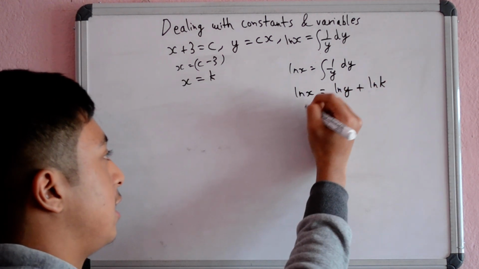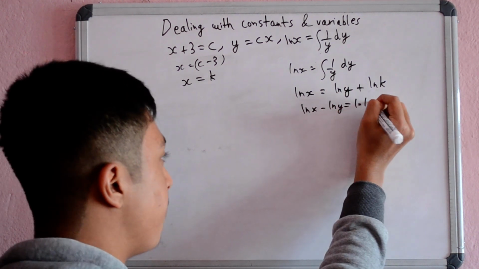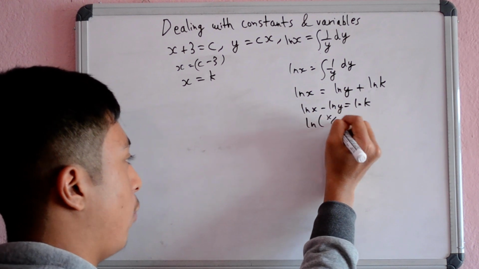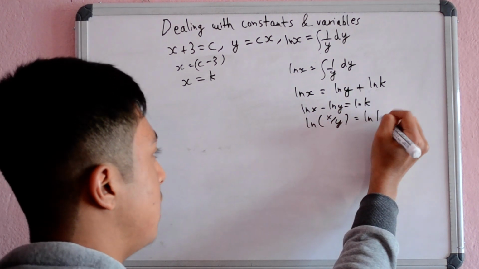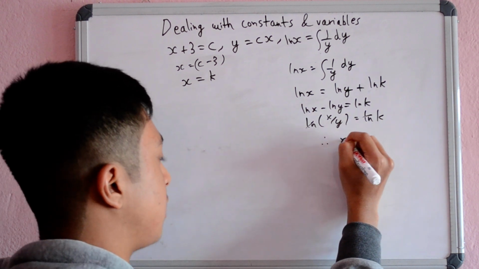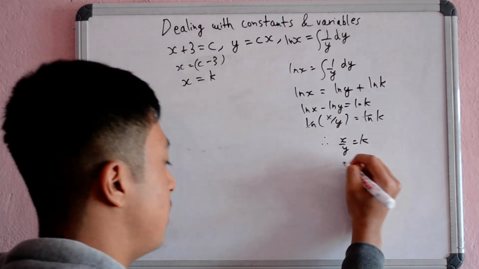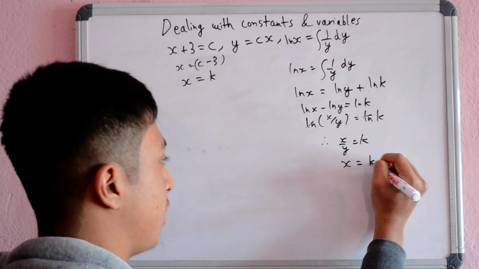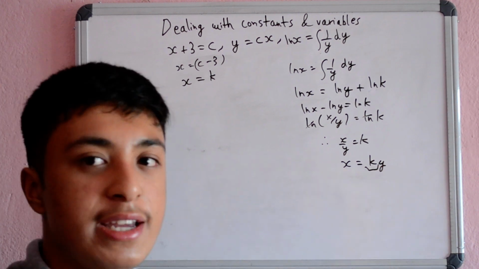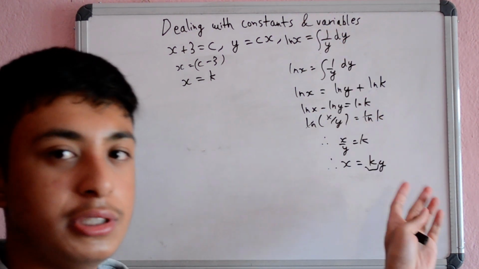So this becomes ln x minus ln y equals ln k, and here using the log property, this becomes ln of x by y equals ln k, and we can cancel the log on both sides. Therefore x by y equals k. Or we can go further and say x equals ky, and this k now becomes a coefficient of y, and this is the last step we can do for this whole procedure.